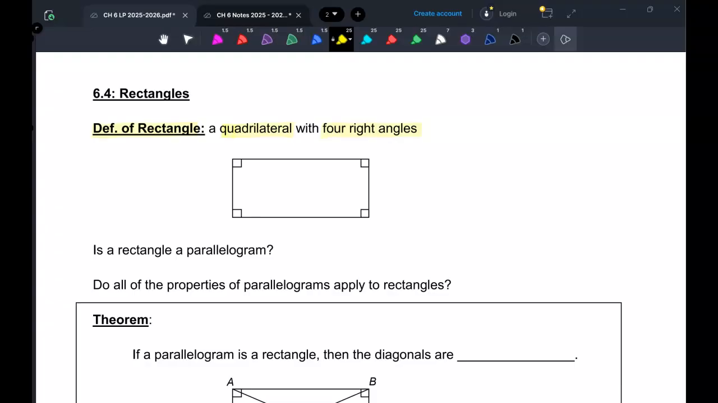So is a rectangle going to be a parallelogram? Yes. So do all the properties of parallelograms apply? Yes. Okay, so listen. What's the definition of a parallelogram? Two pairs of opposite sides are, well, not just congruent. What's the definition? Parallel. So if this is a rectangle, are the top and the bottom parallel? Yes. And what about the two sides? Are those parallel? Yeah.